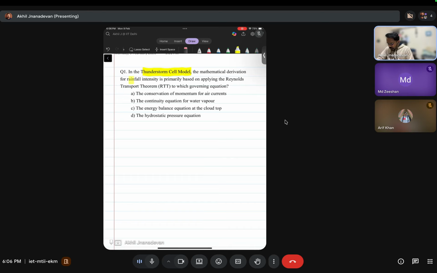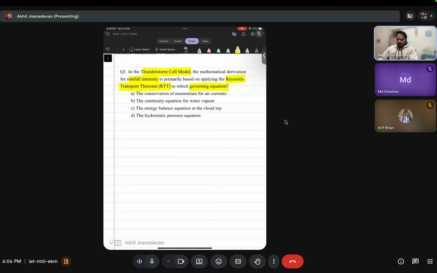Rainfall intensity is primarily based on RTT. We are applying this RTT to which governing equation? There are different governing equations, right? The purpose of RTT is basically to apply these governing equations to fluids. There is a gap: these are defined in the Lagrangian or point frame of reference, and we have to convert them to the Eulerian frame of reference. That's why we will be using RTT.